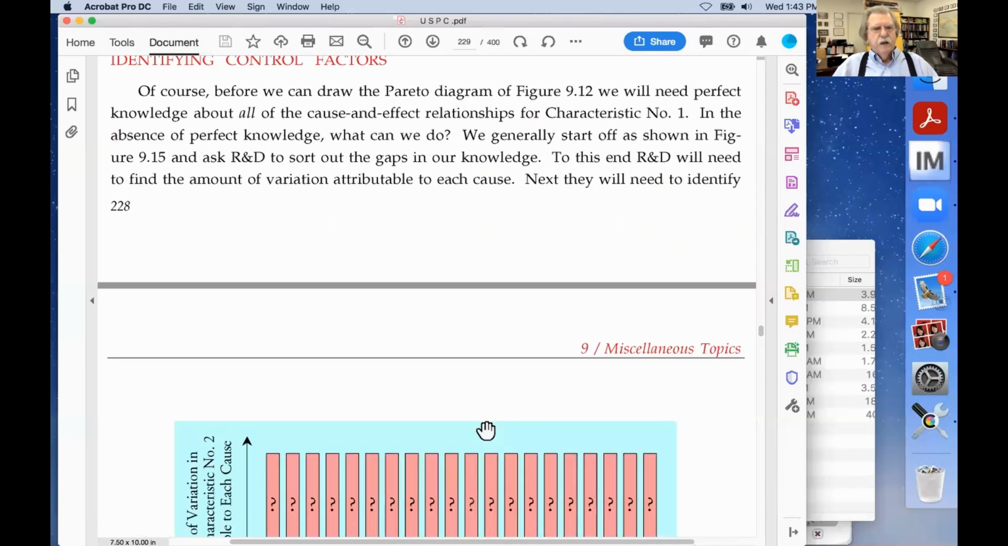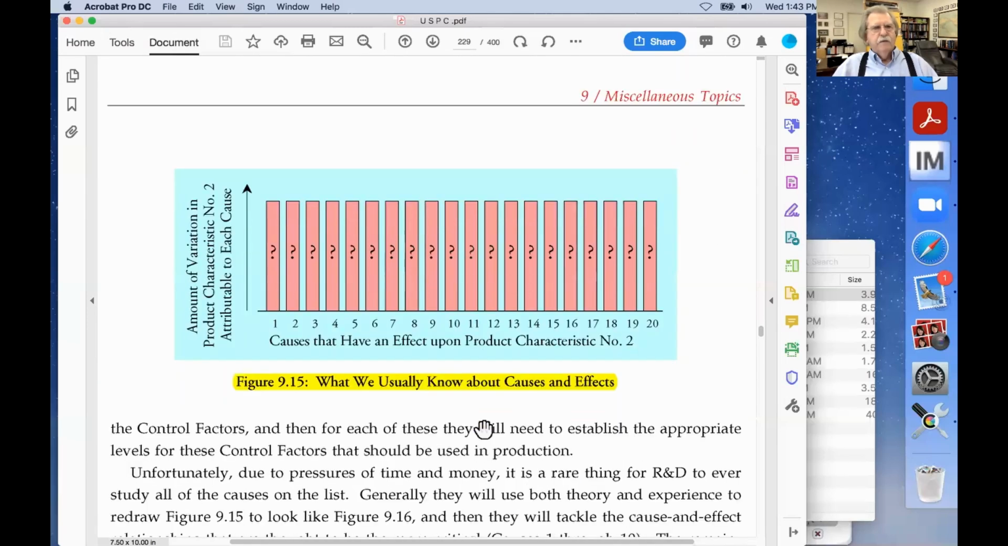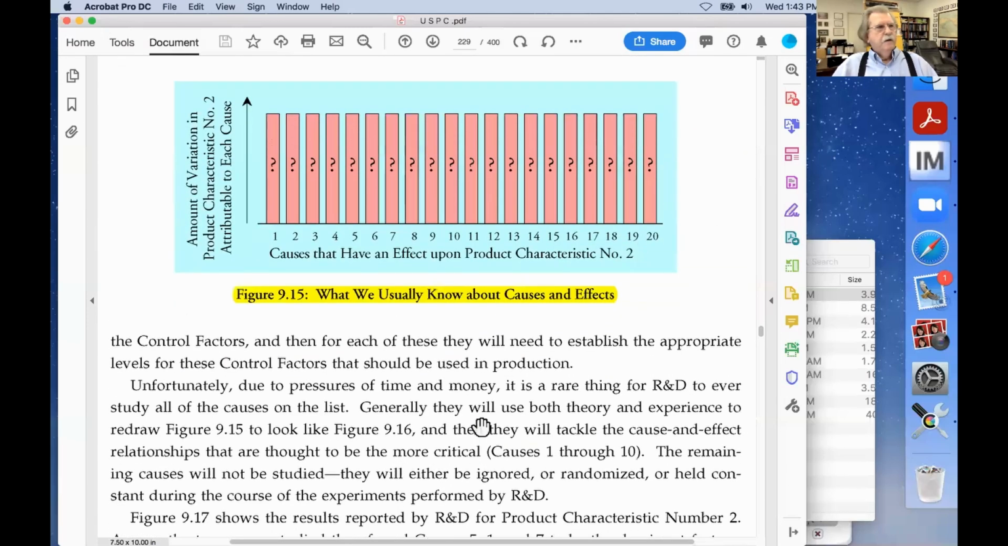So, how does R&D draw their picture? Well, if you try to tell me what R&D, the Pareto looks like this. We don't know. We don't know which factors are the most important. So R&D is set the task of figuring it out. Well, right off the bat, R&D is going to have to do experiments. And you can't do experiments on everything. You don't have enough money, you don't have enough time. So you're going to have to prioritize.